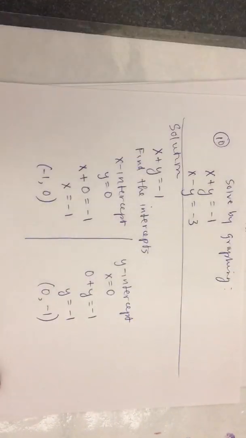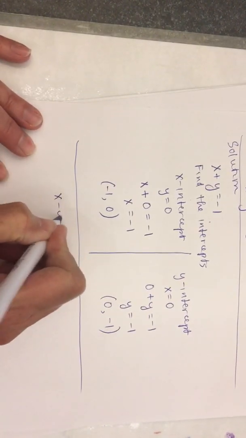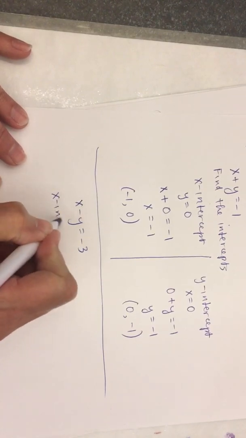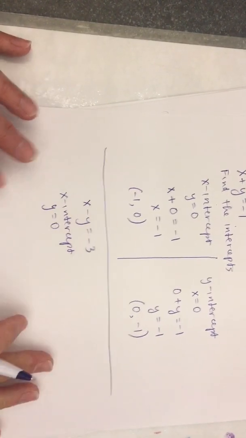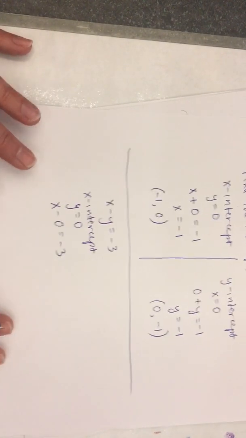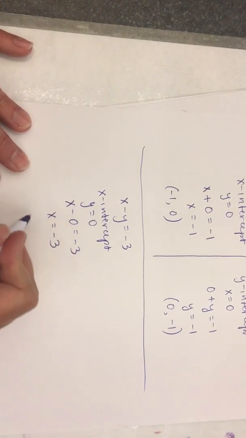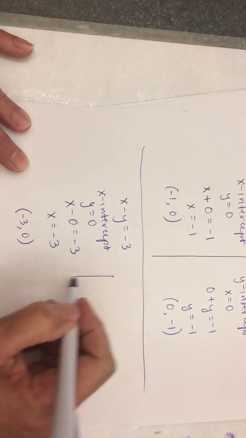For the other line, I'll go back to my page here. I have x minus y equals -3. So the x-intercept, y equals 0. x minus 0 is equal to -3. So x equals -3. The x-intercept is -3 comma 0.